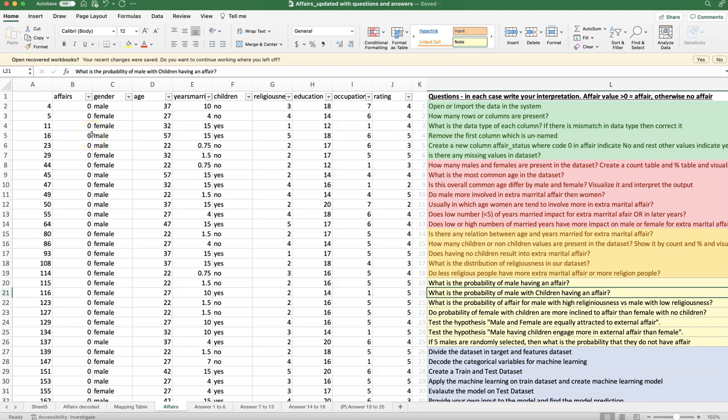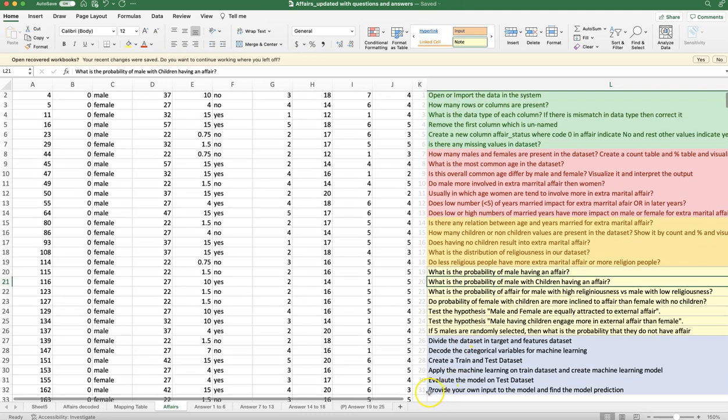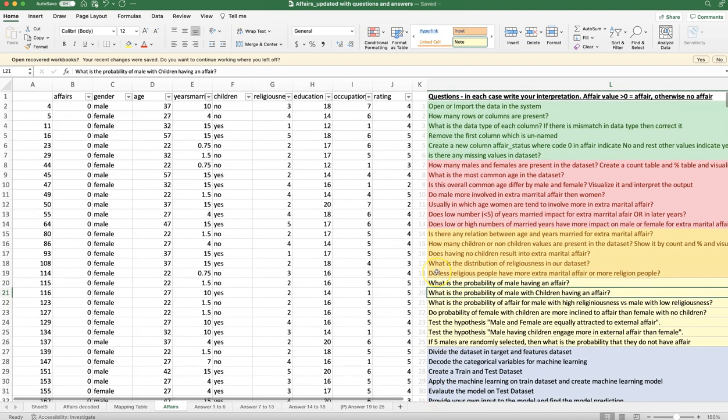So the researcher did some analysis based on their observations like affair, gender, age, years married, children, religiousness, education, occupation, and rating, and they created this data set which has 601 observations. And I have created around 31 questions related to data analysis, exploration, cleaning, machine learning and all.